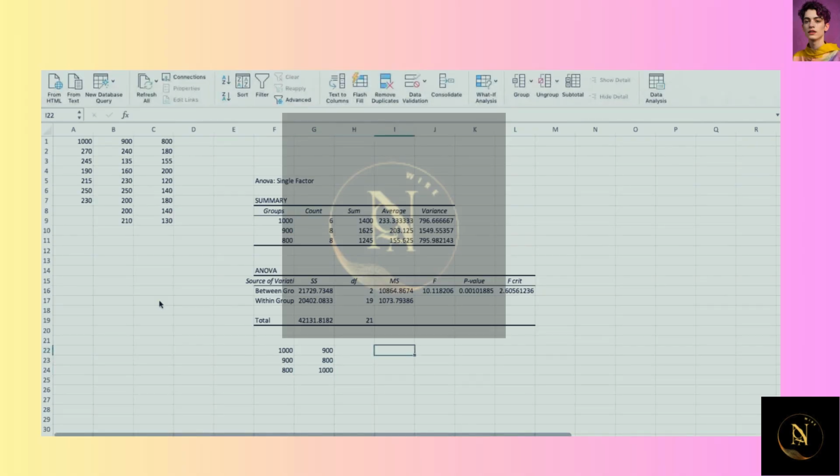To calculate the numerator for our test statistic, we're going to want to take the difference of the means squared. So let's go ahead and do that. We're going to take the mean for the 1000-watt oven, subtract the mean of the 900-watt oven, and square that value. And we're going to do that for the rest of the pairs.